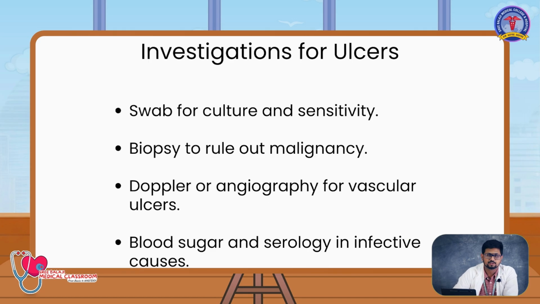So what are the investigations we will be doing for the ulcer? The first investigation, which is very important for any kind of ulcer, is swab wound culture and sensitivity. If any pus discharge is present from the wound, we have to send it for pus wound culture. If any slough is present, we have to send tissue culture for diagnosis. Similarly, for biopsy, if we are suspecting any malignancy, we have to take an edge wedge biopsy, which will be helpful to rule out malignancies.